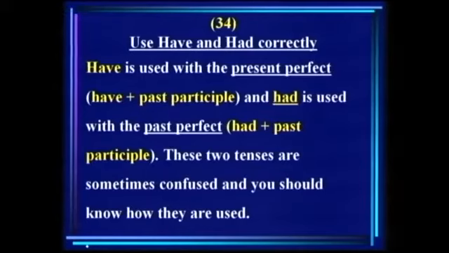طيب. Alright, let's look at the next point, the next problem with the verb. Use have and had correctly. طيب. You know that have is the present form and had is a past form. طيب. احنا دلوقتي عارفين we talked about simple forms. We were talking about the simple present and the simple past.